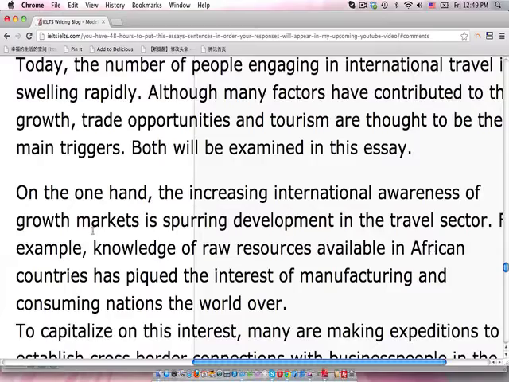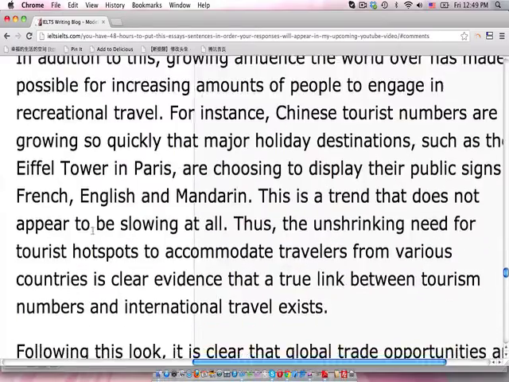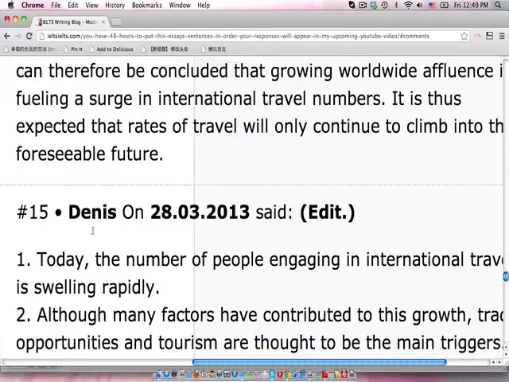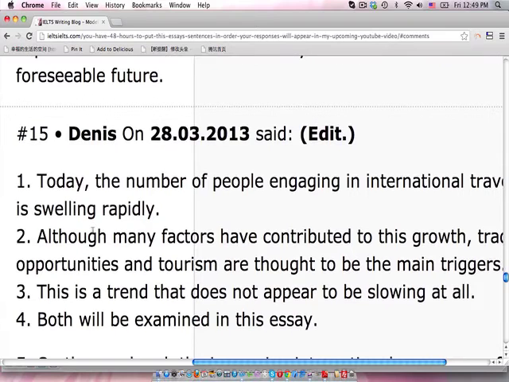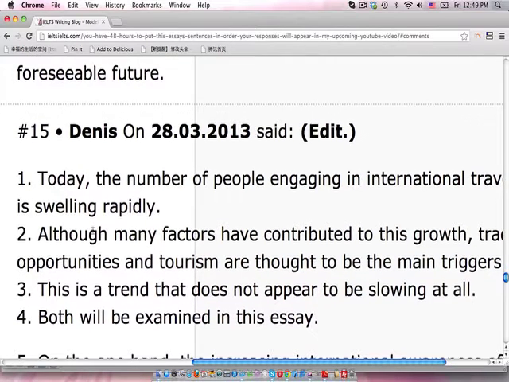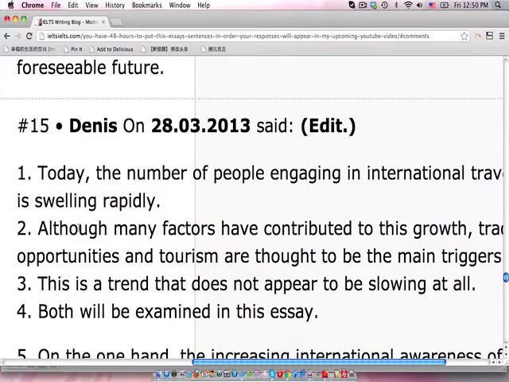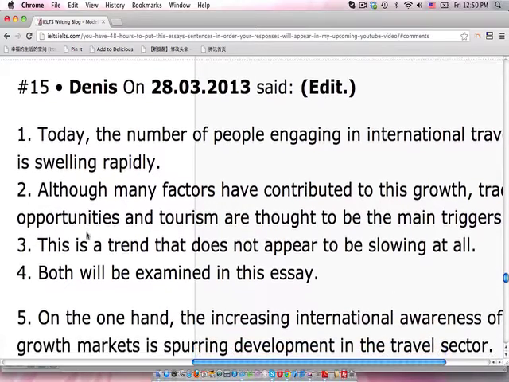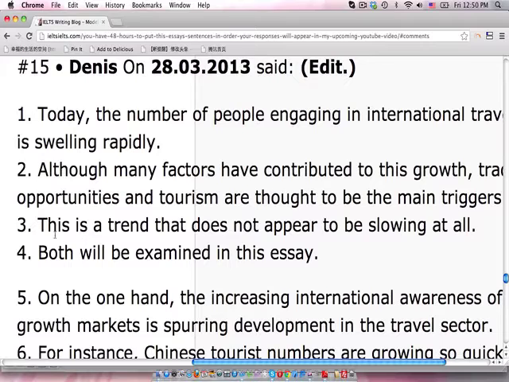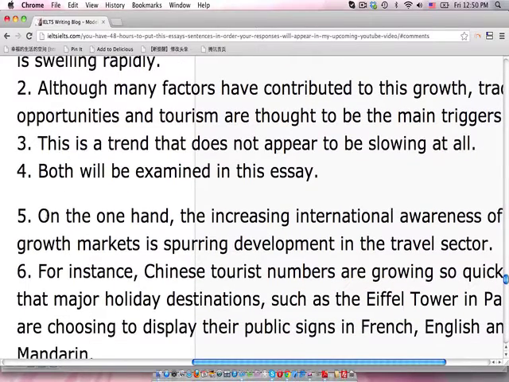Mohammed got it all correct. Well done, Mohammed. Good job. And Dennis. Let's see here. So, through this growth, the opposite true thought to be in triggers. This is a trend that does not appear to be slowing at all. Okay, yeah. So number 3 should come before number 2. Because if you leave it here, it makes it awkward because then we mentioned both, and that's jumping back 2 sentences to information presented there.